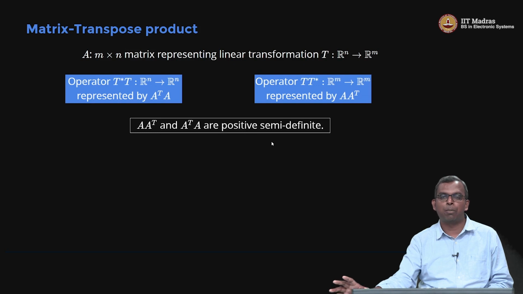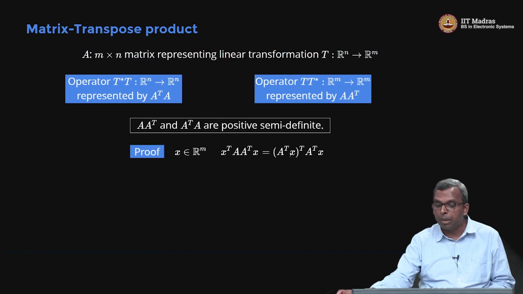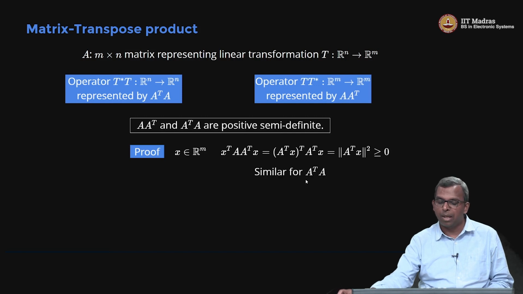Okay, so here is another very powerful way to come up with positive operators, and the proof is very simple. You start with an x in Rm, you look at the quadratic form x transpose A A transpose x. This is nothing but, identify this part as the transpose of this guy, right? So, this is just the vector multiplied by its transpose on the left, and that is the inner product, right? And the inner product of this is nothing but the norm square. Norm square is greater than or equal to 0. Okay, so very easy to show A A transpose is positive semi-definite. Same thing for A transpose A.